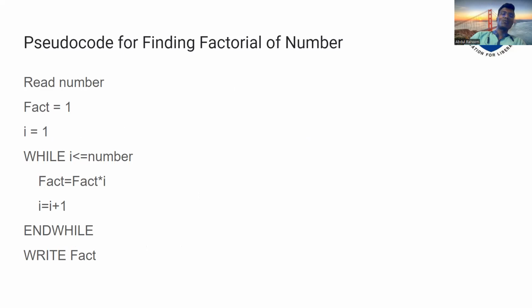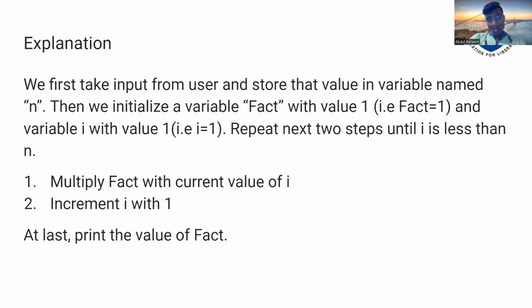Pseudocode for finding factorial of a number. Read number. Fact equal to 1. I equal to 1. While I less than or equal to number, fact equal to fact into I, I equal to I plus 1. End while. Write fact. Explanation.